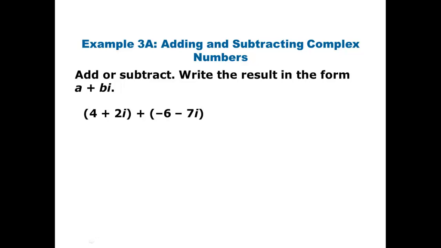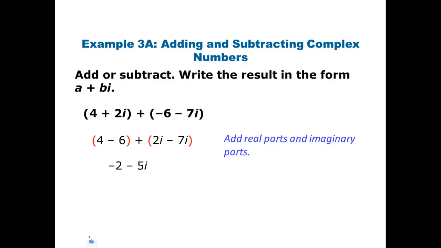Okay, for our next example, we're going to look at adding and subtracting complex numbers. When we add complex numbers, what we do is add the real parts and then add the imaginary parts. So it's really just like combining like terms. When we add the real parts, we get negative 2. When we add the imaginary parts, we get negative 5. So we write our answer, negative 2 minus 5i.